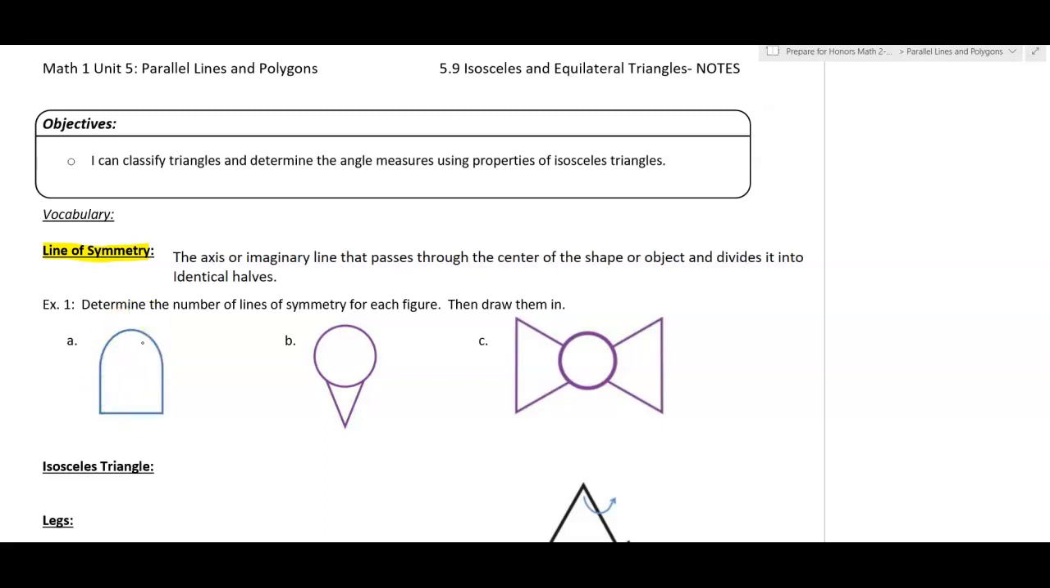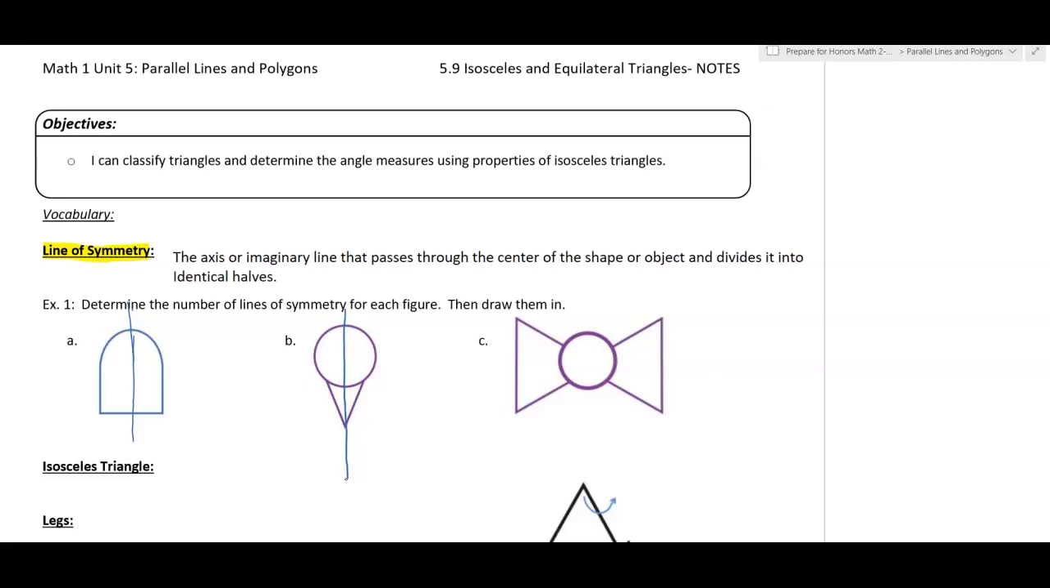Okay, I can't just draw any line. Like if I drew this line, this half would not fold over and be identical to the other half. So there's only one line of symmetry for this, and it's straight down the center here, so that when I fold it over that line, the left side is equal to the right side. The figure in B, same thing. It has one axis of symmetry, and that would be right down the middle here.